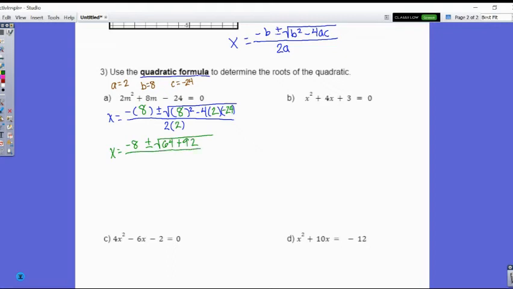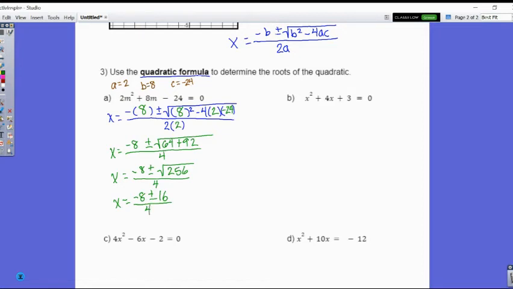This is all divided by, and then simplify that denominator as well. 2 times 2 is 4. So let's keep going underneath of the radical. Negative 8 plus or minus the square root of, what is 64 plus 192? That's going to be 256. This is all divided by 4. Well, I know 256 is a perfect square. So what is the square root of 256? That's going to be 16. So this fraction, negative 8 plus or minus 16, is divided by 4.